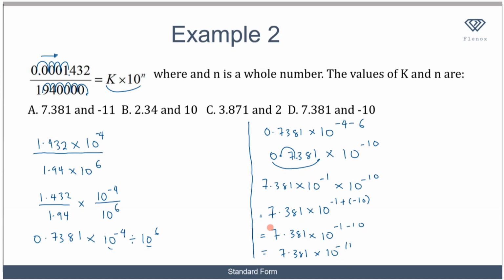So now, as you can see, is this in standard form now? Yes, because this number is between 1 and 10, and this number here is an integer. But the question asks us to just identify the value of k and n. So we see what k corresponds to, and we see what n corresponds to. So our k is what? 7.381, and our n is what? Minus 11. So k is 7.381 and n is minus 11. So what option corresponds to that? And that will be option A. So the answer to this question is A.